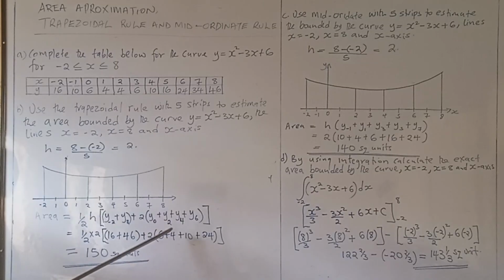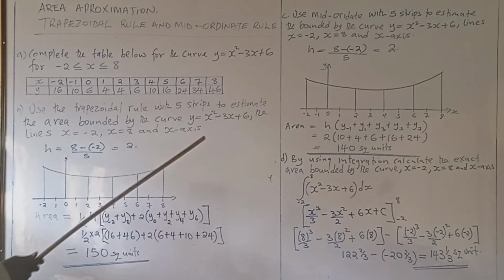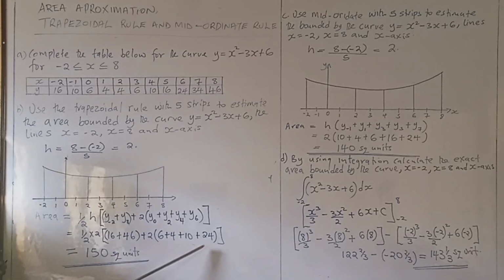When it is 4, the value is 10. And when it is 6, the value is 24. So when you do that, you just press the calculator the way it is. Remember the brackets, you must be very keen on the brackets. So you just press in the calculator the way it is, you end up with 150. So that is how we use trapezoidal.